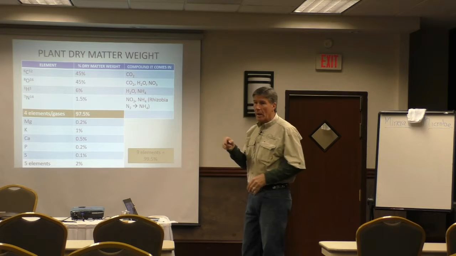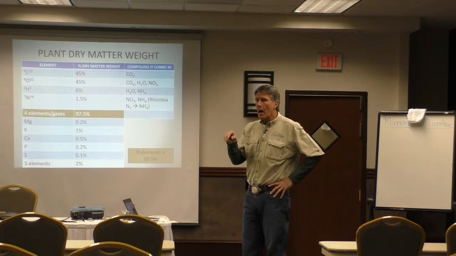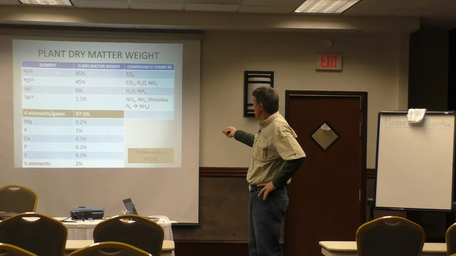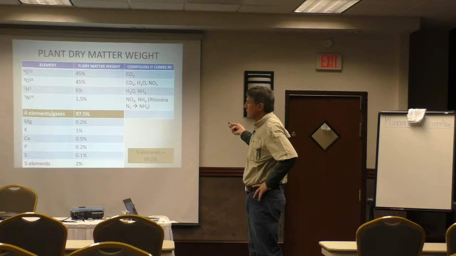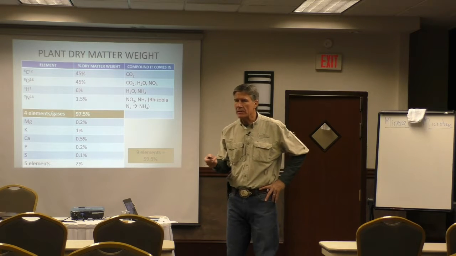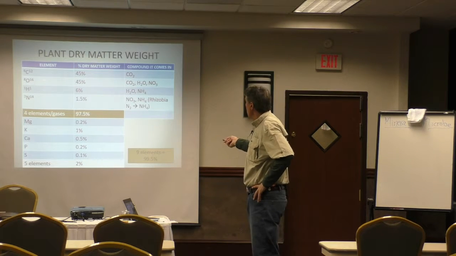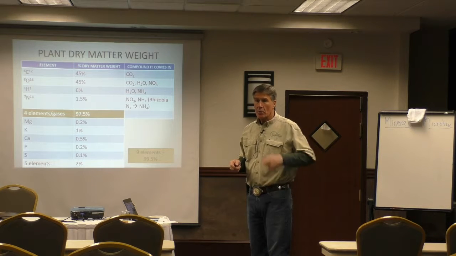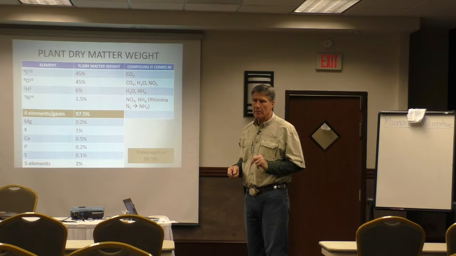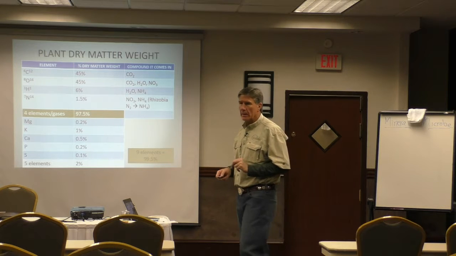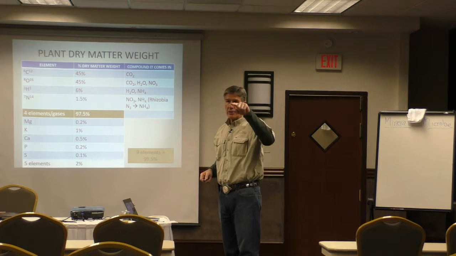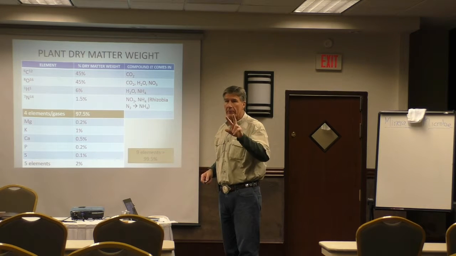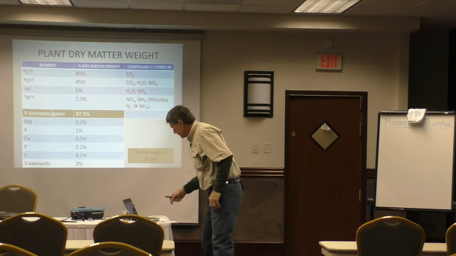However, you're right. So our carbon, which is only half of this equation, is responsible for 45% of my plant's dry matter weight. Oxygen is the other half of that. So carbon and oxygen is 90% of my plant's dry matter weight. Now I can get oxygen from water, which is H2O. I can get it from CO2, carbon dioxide. All right?